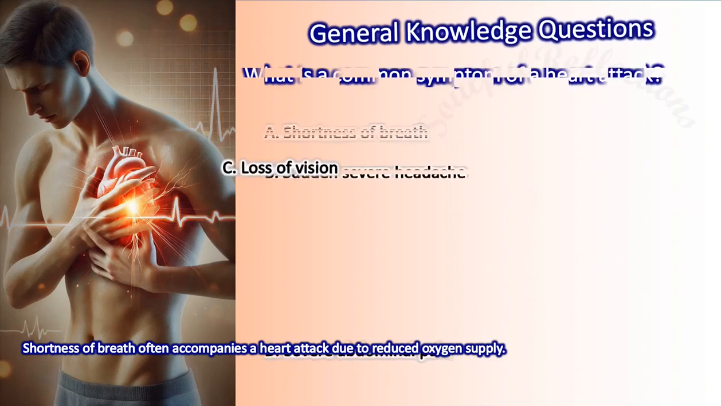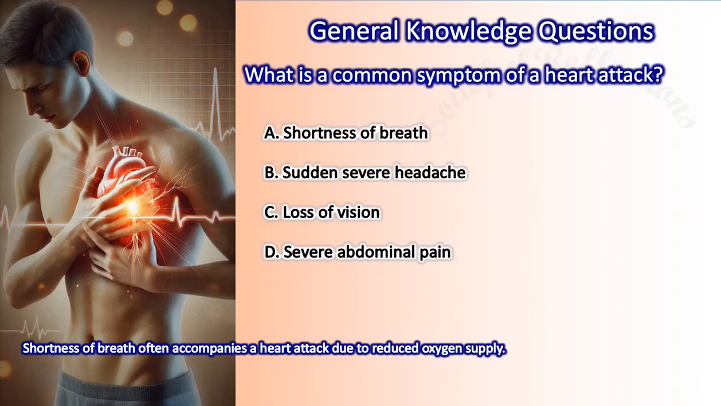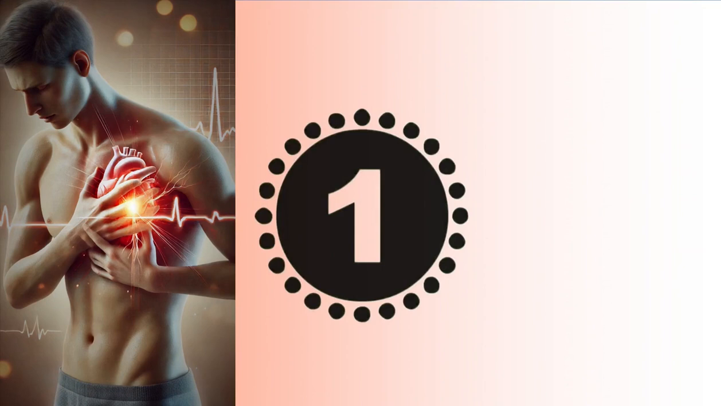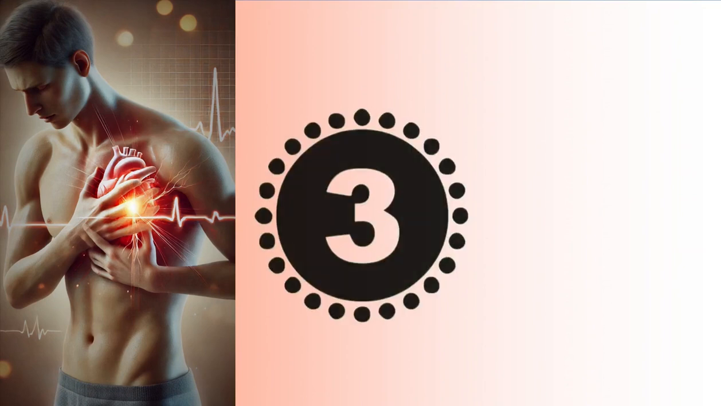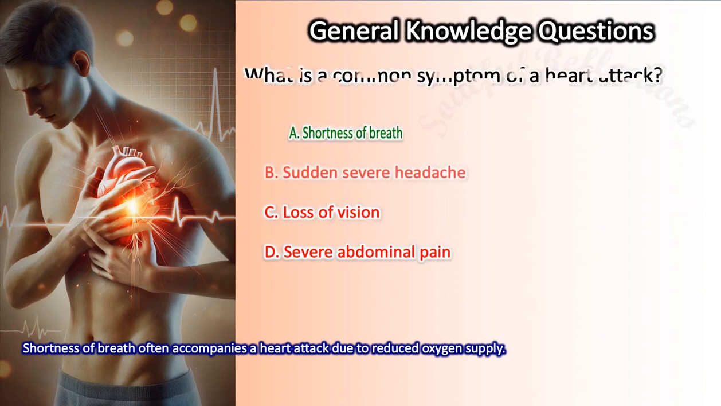What is a common symptom of a heart attack? Option 1, shortness of breath. Option 2, sudden severe headache. Option 3, loss of vision. Option 4, severe abdominal pain. The answer is Option 1, shortness of breath.